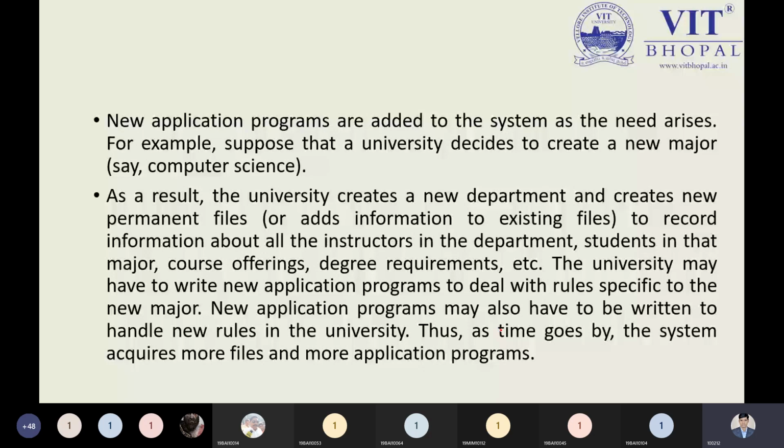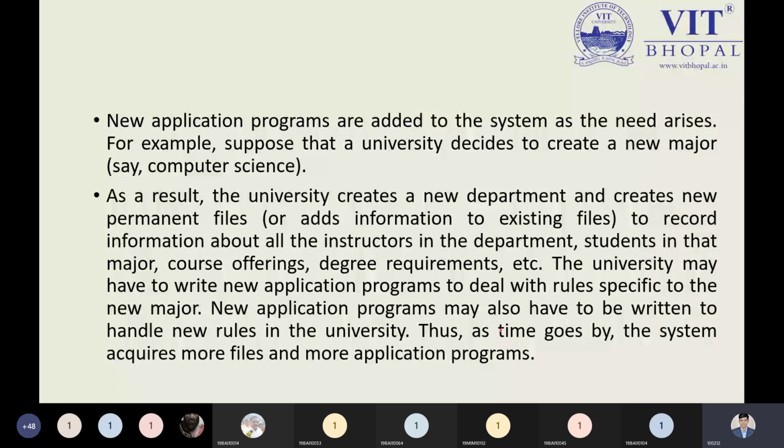So we have the file or database regarding the new department to record information about the instructor. The instructor is basically a system engineer who will create all these things. All about the instructor in the department, students in that major, course offerings, degree requirements. These are the various parameters associated with the students. And the university may have to write a new application program to deal with the rules specific to the new major. Now, what I mean to say about rules is, VTOP is a good platform supported by a huge database of more than a thousand students.